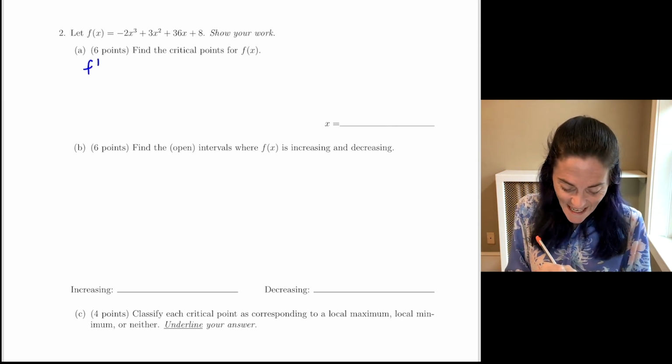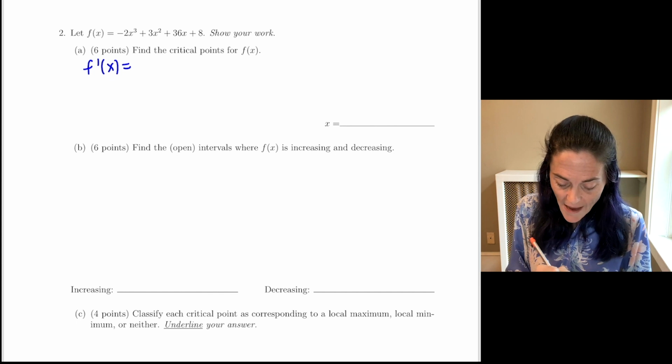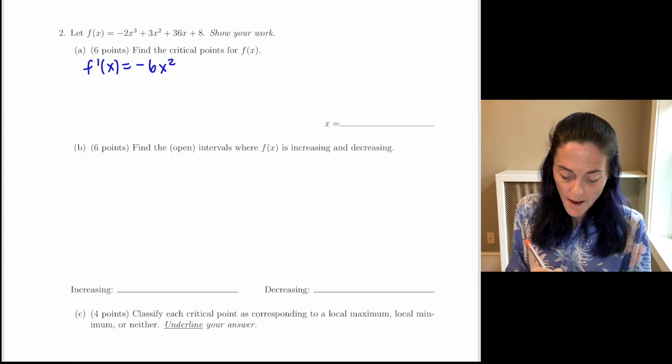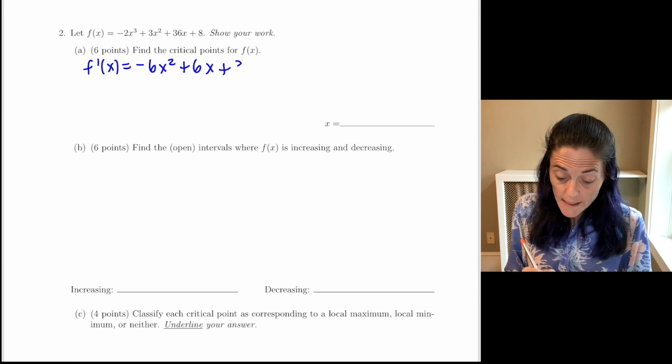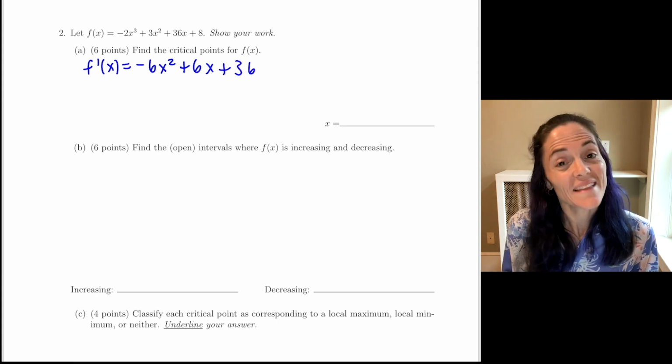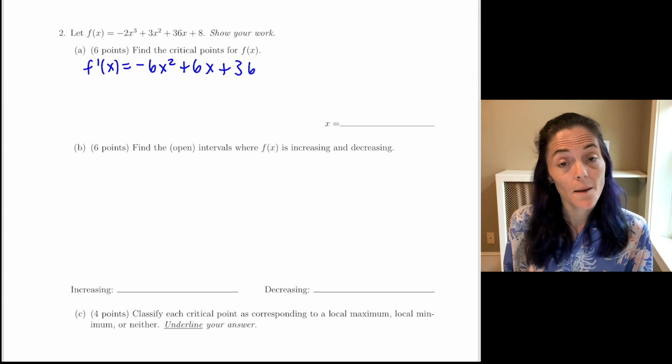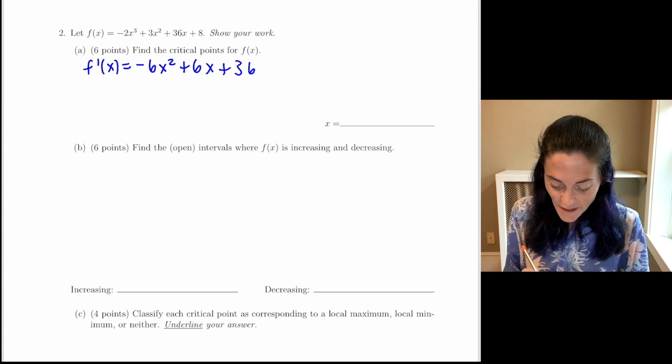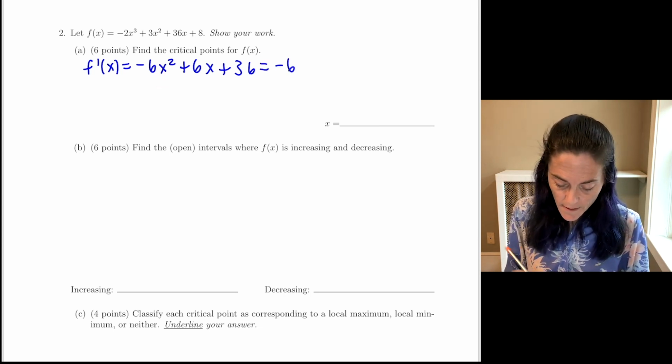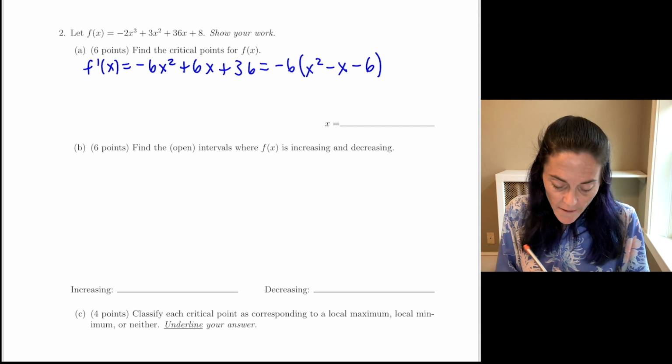But let's differentiate. This is power rule. We have minus 6x squared, plus 6x plus 36. Now, factor out what's common to every single term. So let's factor out a negative 6. We have x squared minus x minus 6. Now we can factor this. We have minus 6.